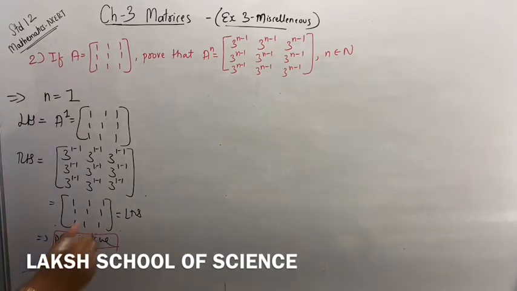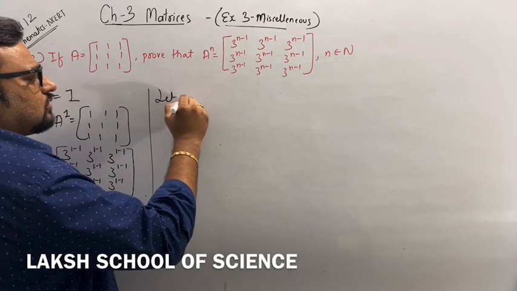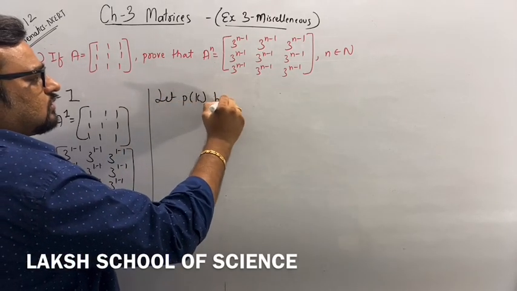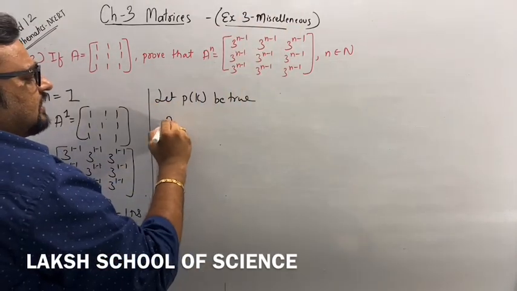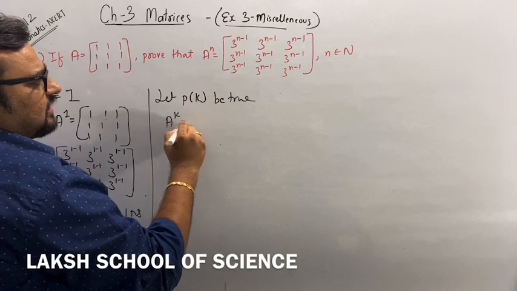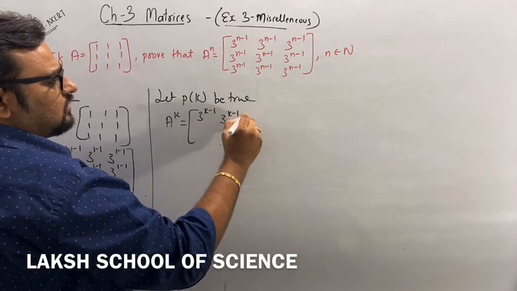Okay. Now what is our second step? Let P of k be true. Name this as 1. So A raised to k will be equal to 3 raised to k minus 1.